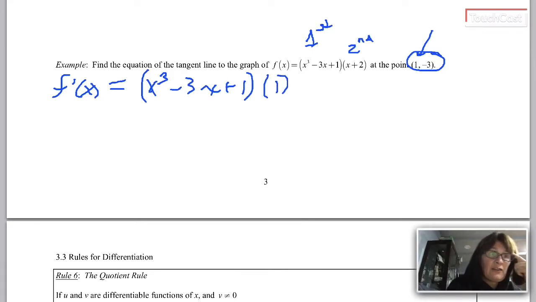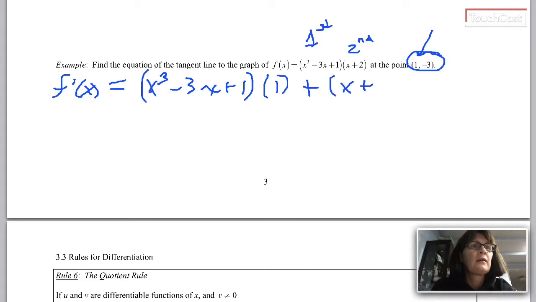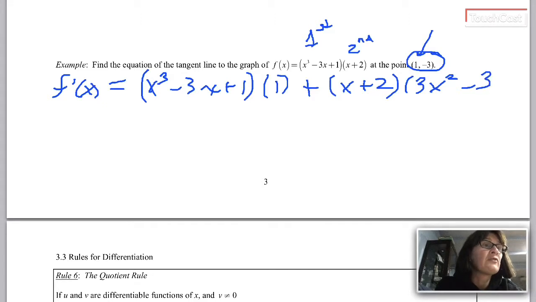Or you could think to yourself, okay, x plus 2 is linear. What's the slope of that line? The invisible one that's multiplying the x. Okay, that was first times the derivative of the second plus the second times the derivative of the first. The derivative of x cubed is 3x squared minus 3. The derivative of 1 is 0, so I'm just going to stop right there. Notice I don't have to multiply this out. I've been asked to figure out the slope of the tangent line at the place where x equals 1.